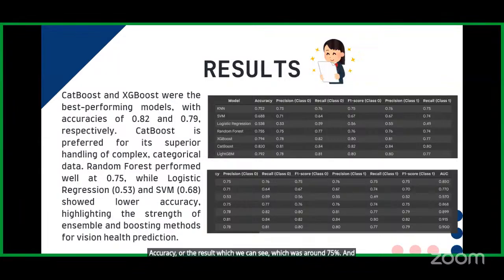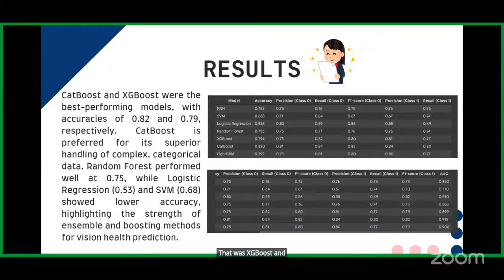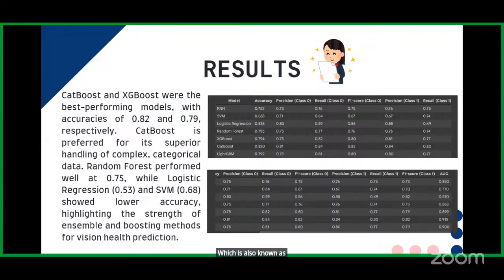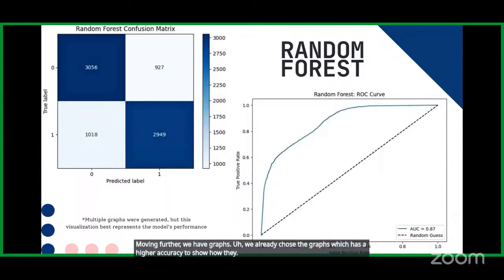We also worked on other models to have a broad perspective. That was XGBoost and LightGBM. They performed around 80%, and the one which gave us the best result was CatBoost, also known as categorical boost, which led us to 82%. Moving further, we have graphs. We only chose the graphs which have the higher accuracies to show how they predict.